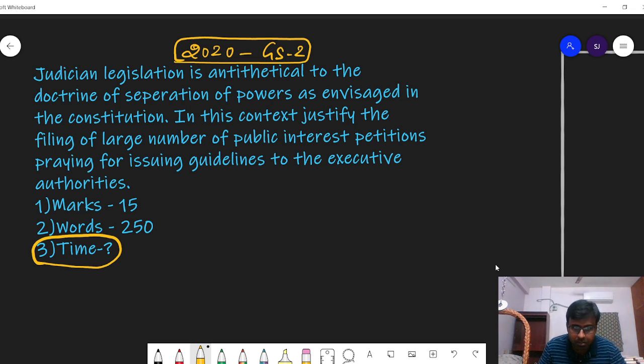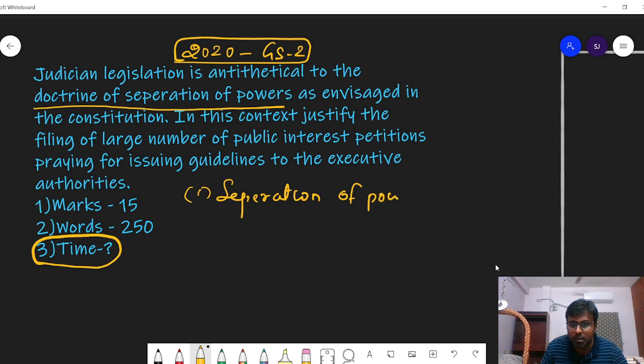So first thing, what are all the keywords? There are so many keywords here. The basic keyword is this doctrine of separation of powers. This is the point you should note. This question, separation of powers, what it means. So what are they asking? First thing, you have to know what they are asking.